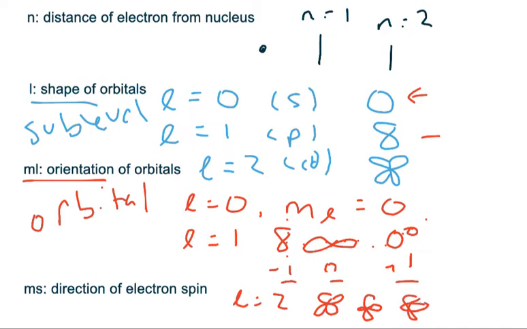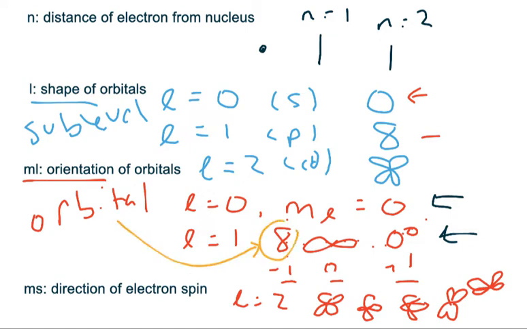Now I don't expect you to be able to draw all 5 of these, but you should be able to recognize which ones are d orbitals. So you should be able to draw the l equals 0 and the l equals 1, but I don't expect you to be able to draw the l equals 2, although I do expect you to be able to recognize it. And lastly, the ms just describes the direction of the spin. So each one of these is called an orbital, and in each orbital you can only have a maximum of 2 electrons.